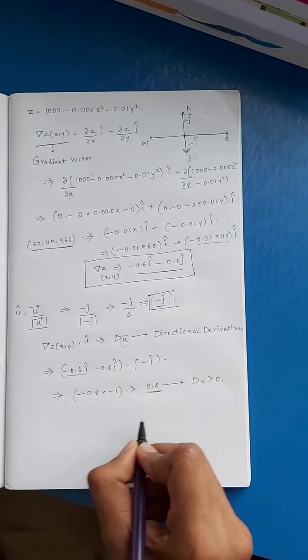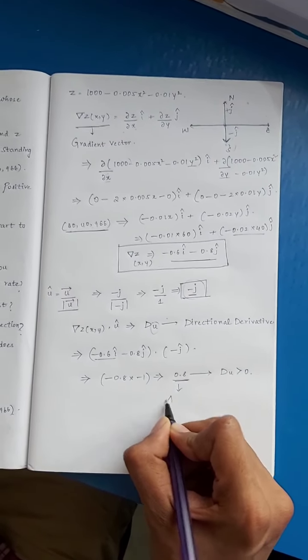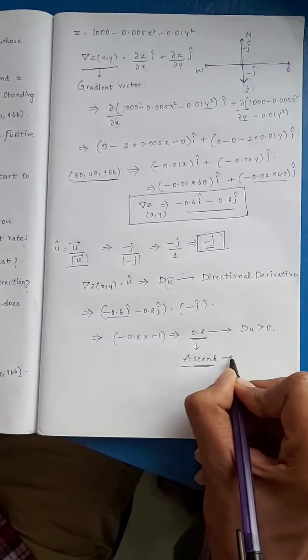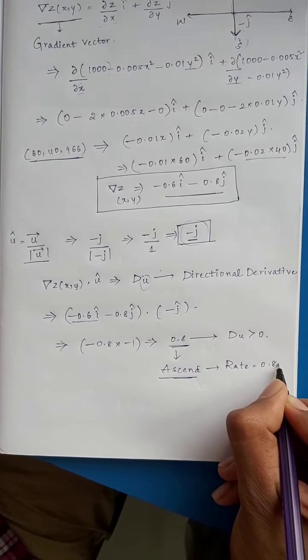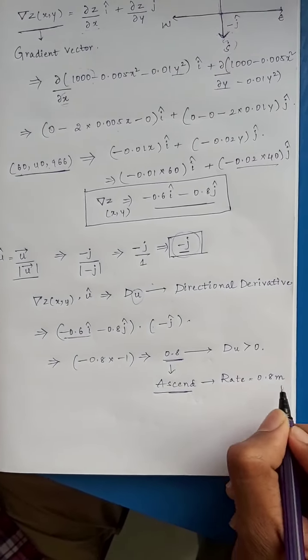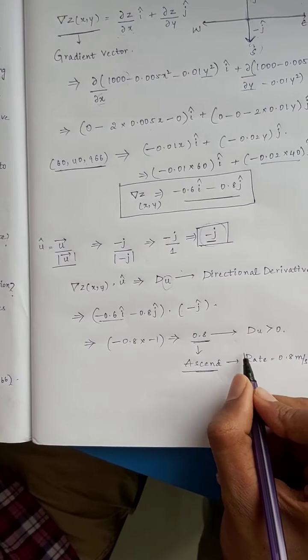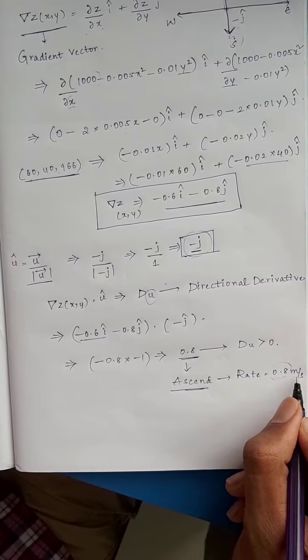So we can say that we will start to ascend with a rate of 0.8 meters per second, I guess. So the rate would be 0.8 meters per second.